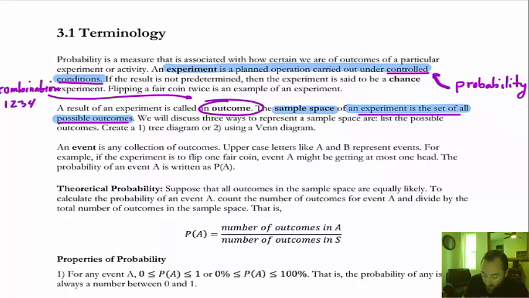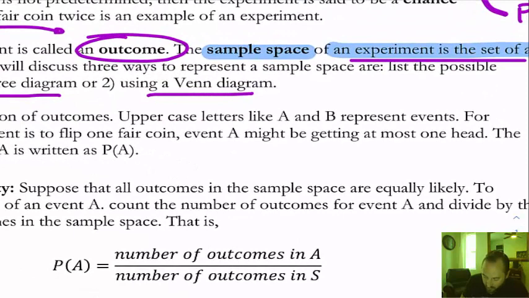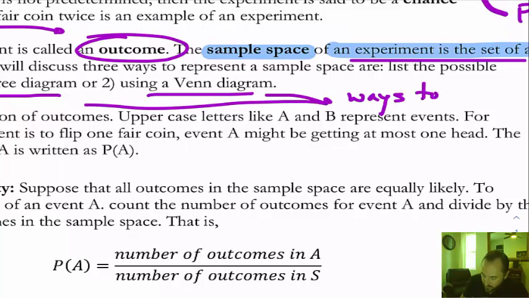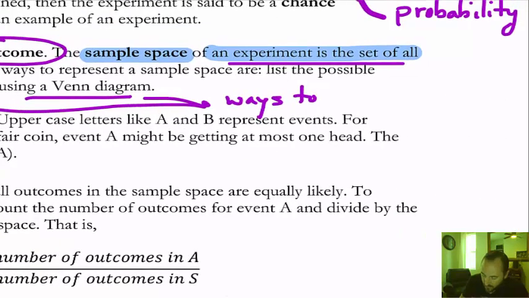Once we have that, we're going to create something called a tree diagram or a Venn diagram. Those will be ways we can use to organize and figure things out. So I'll put a remark here: ways to find the sample space.